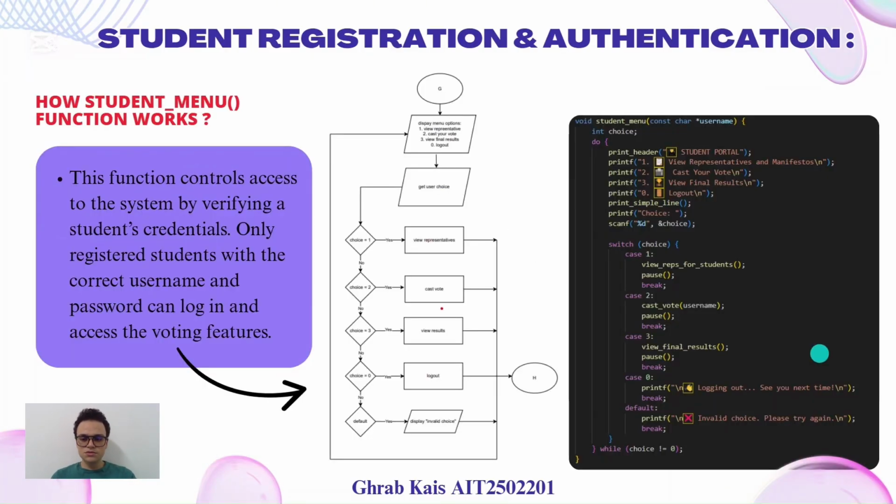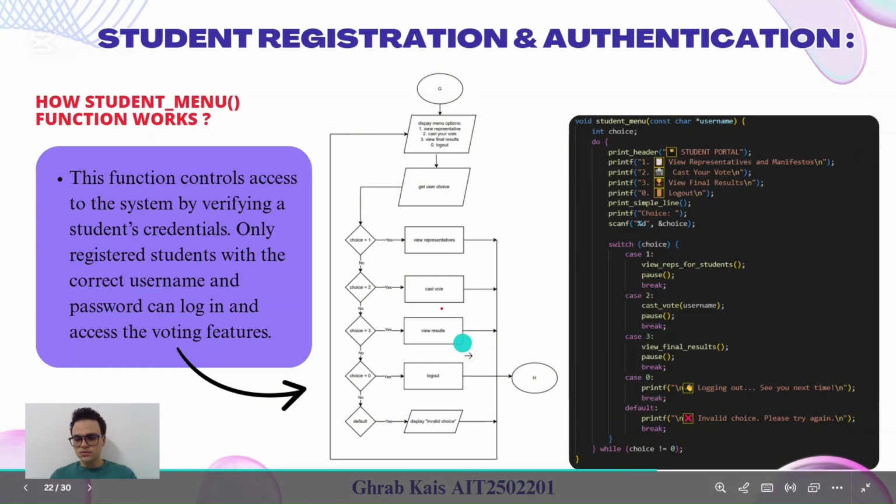Next is the student menu function. This function is shown right after a student logs in. It provides three options: viewing all representatives, cast vote, and view results. It can also log out. Using the while loop, it only exits the function and the loop if the choice is 0, only if you want to log out. If you didn't choose 1, 2, 3, or 0, it will display an error message and ask you again.